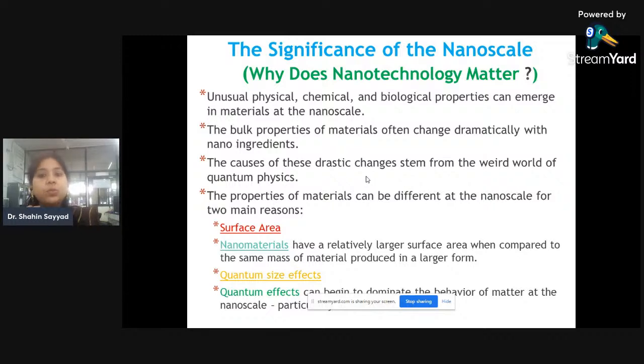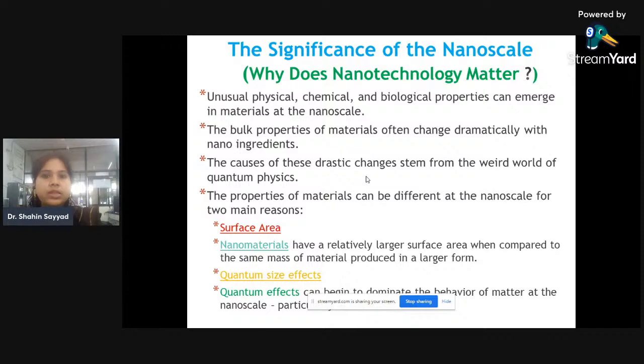So it means more energy is at the surface. So the surface is highly active. Whatever external reaction or action is taking place, these surface atoms will respond to that stimulus very instantly.